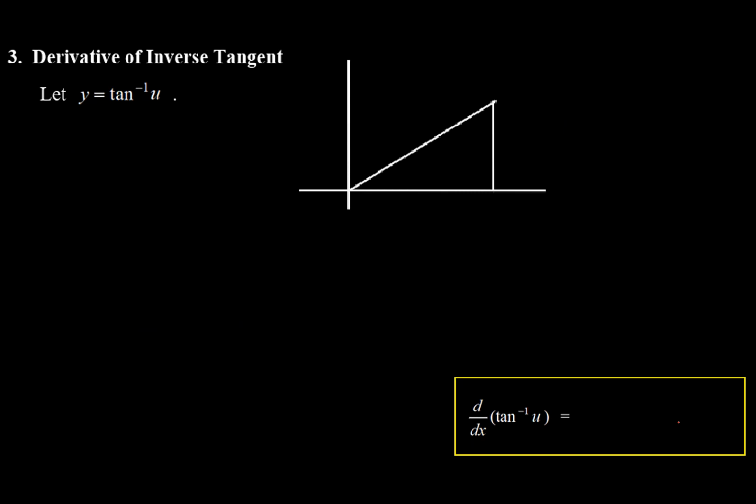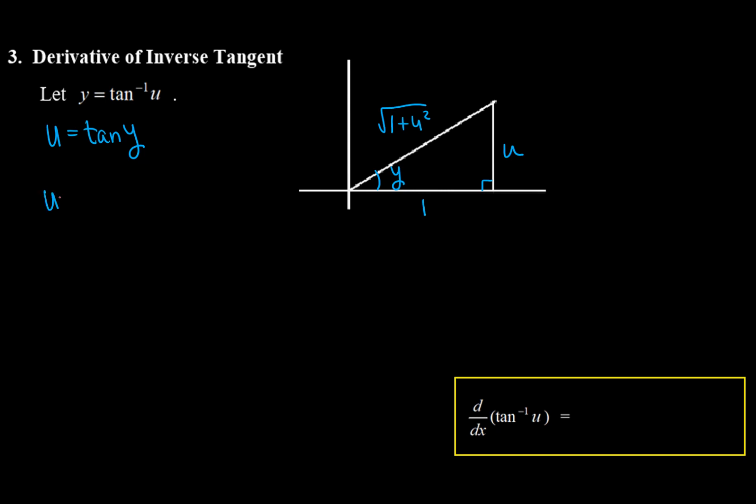And the last one I'm going to work through with you is the inverse tangent of u. For this one, same thing. I let u equal the tangent of y. I build up the reference triangle for the angle y. Now tangent is the opposite over the adjacent, and so using the Pythagorean theorem, I build up the hypotenuse.